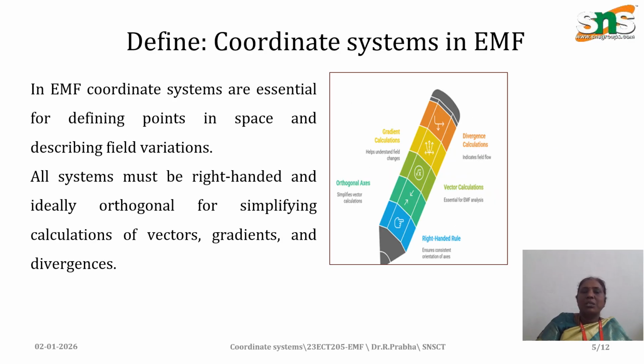And next, coming to the second part of design thinking, the define part, this describes the coordinate systems in electromagnetic fields. The electromagnetic field coordinate systems are essential for defining the points in space and also describing the field variations. And all systems must be right-handed and ideally orthogonal for simplifying calculations of vectors, gradients, and also the divergence.